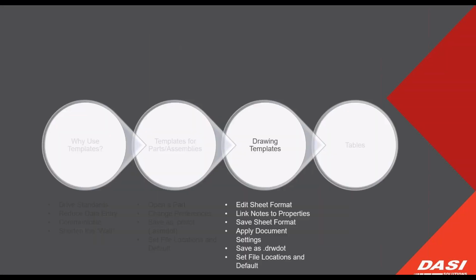So under drawing templates, we talked about the differences between a part and an assembly, and that is editing that sheet format. Within that sheet format, we showed how we can link notes to properties and then save that sheet format separately to potentially be used in multiple templates. We applied some document settings to that and then saved it as a .drw.dot, which is a drawing template. And then we went back and double checked and set our file locations and our default template for drawings.